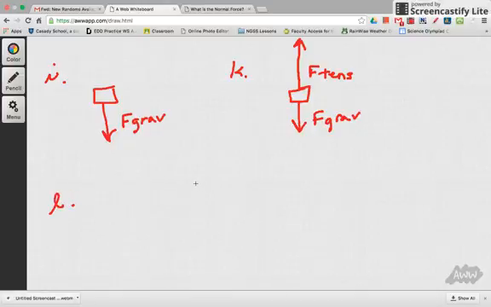L, a force is applied to accelerate a crate across a rough horizontal surface. So we have our crate. We know that gravity is pulling down, and it's a rough surface. Well, before we get to that, let's offset our gravitational force because it's sitting on a surface. So we're going to have the normal force pressing back, equal and opposite.